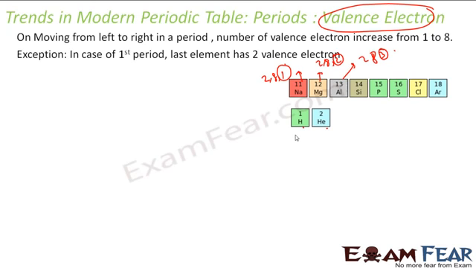There's an exception in the case of the first period, this guy. It increases from 1 to 2 only. It doesn't go to 8. And please note, when I'm talking about these, I'm talking about only the groups which I have discussed: 1, 2, 13, 14, 15, 16, 17, 18. If you take the middle groups, the properties are different and complex. We're not taking that. We'll take only these groups, and we're assuming that the periodic table has only these groups, and then we are talking about the trends. So this guy goes only till 2 and others go till 8.